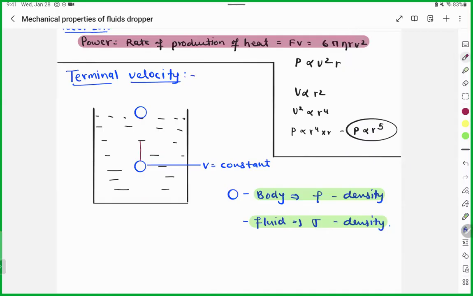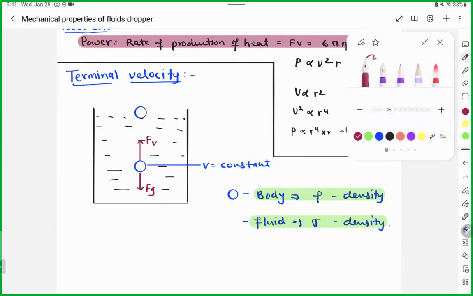Upward force is viscous force and downward force is gravity, mg. This will be viscous force, and both forces will be equal. That's why net force is zero. Net force is zero, so velocity is constant, because acceleration becomes zero. So that's what we are saying.